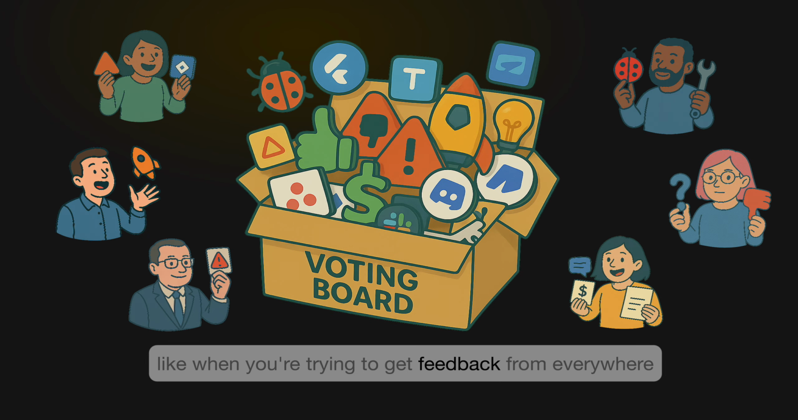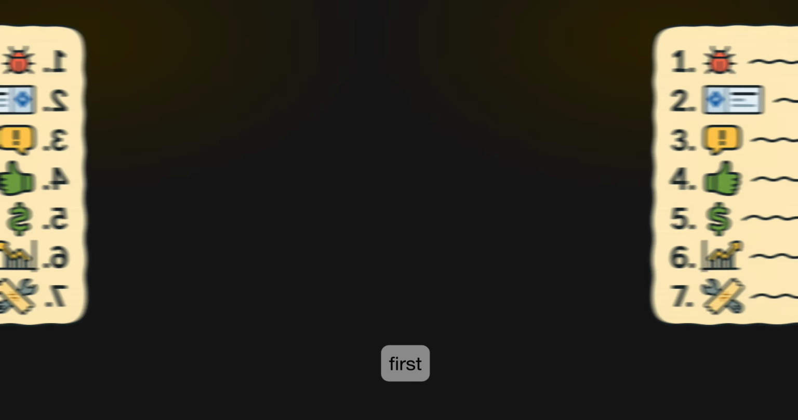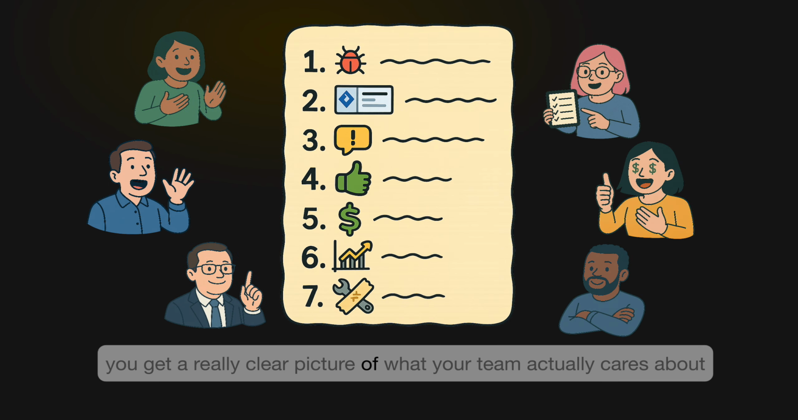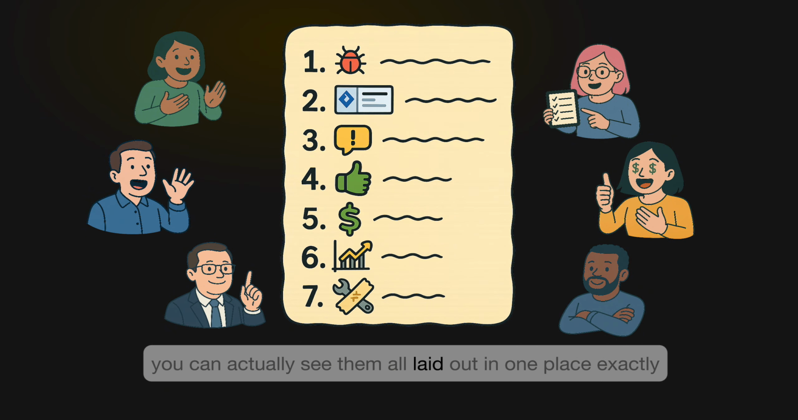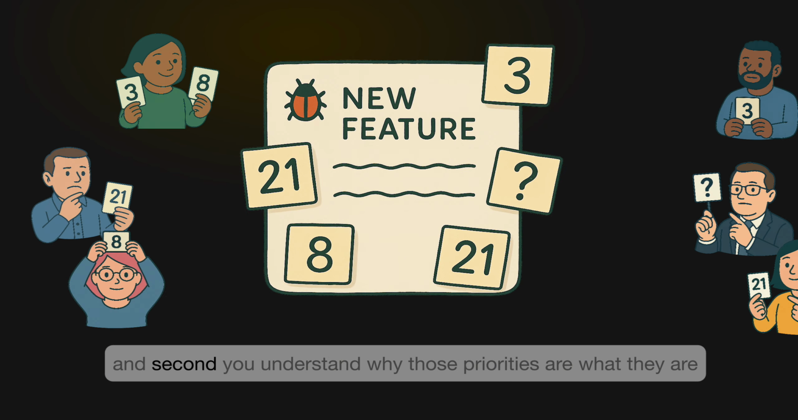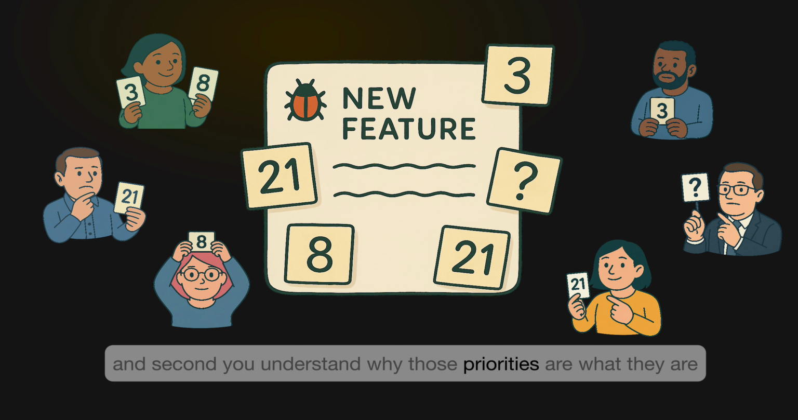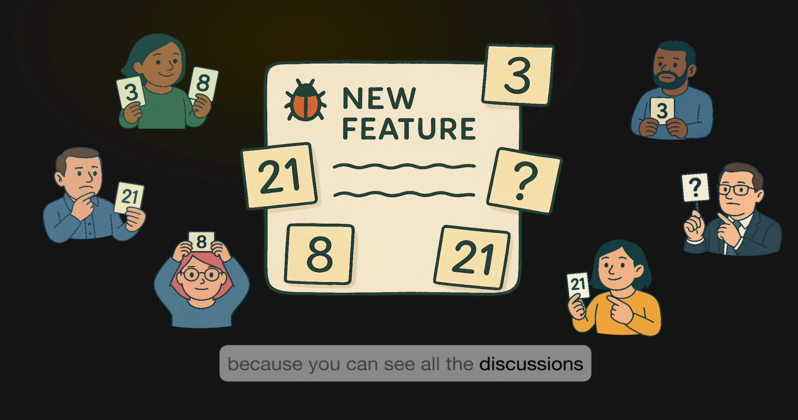Like when you're trying to get feedback from everywhere, and then you've got to figure out what's actually important and somehow keep everyone on the same page about priorities. First, you get a really clear picture of what your team actually cares about. You can see all the priorities laid out in one place. And second, you understand why those priorities are what they are, because you can see all the discussions, the evaluations, the criteria, all that.